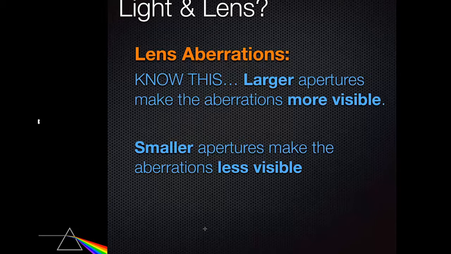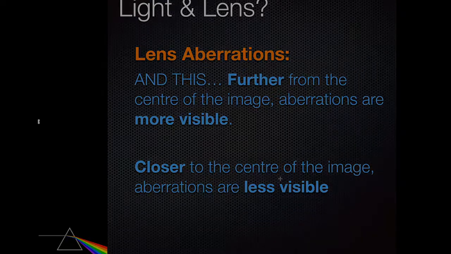So here's what I want you to know, though. If you look back at some of those other aberrations and do a little bit of reading, you start to notice a pattern. And so know this: large apertures make the aberrations more visible. Aberrations are always there, but they'll be more obvious in your images when you use larger apertures. Smaller apertures make them less visible. So shutting down, going to f8, f11, f16 will make those lens aberrations almost disappear.